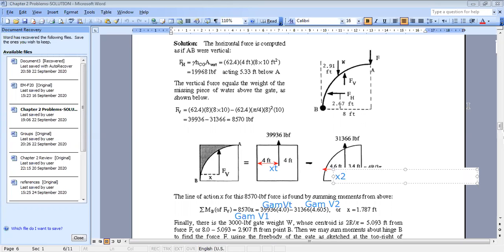Now if you simplify by gamma and the width, you will go back to the relation X1A1 is equal to the sum of XiAi. So your only unknown in this equation is X, which is the position of your vertical force. Do you want me to repeat this part? Any question on this part?